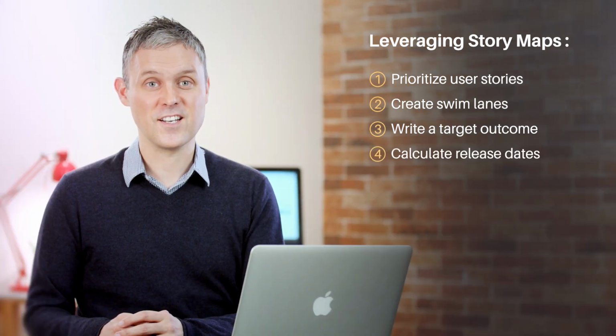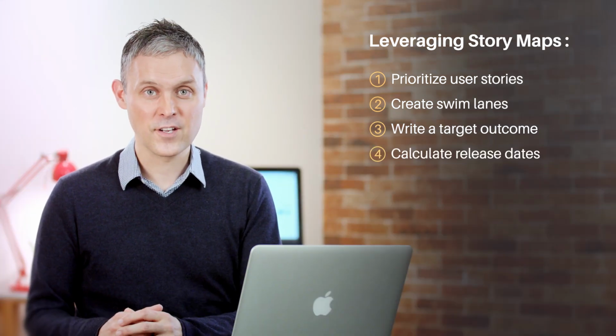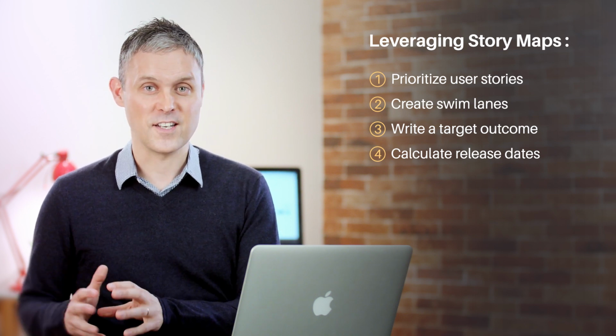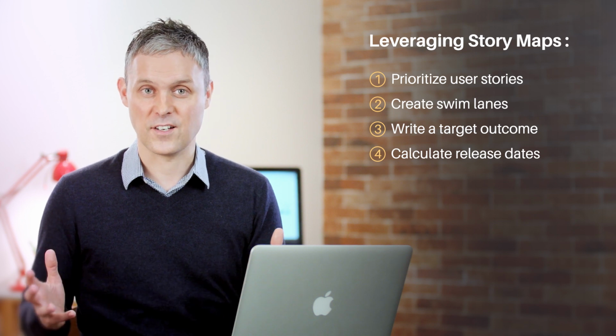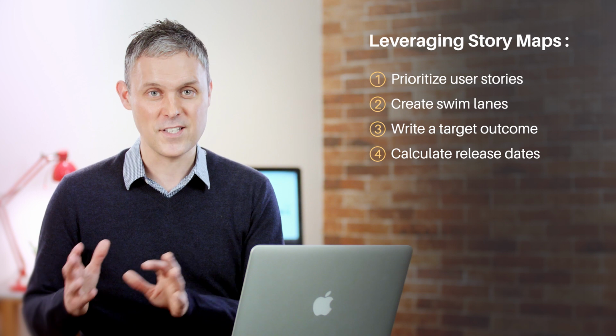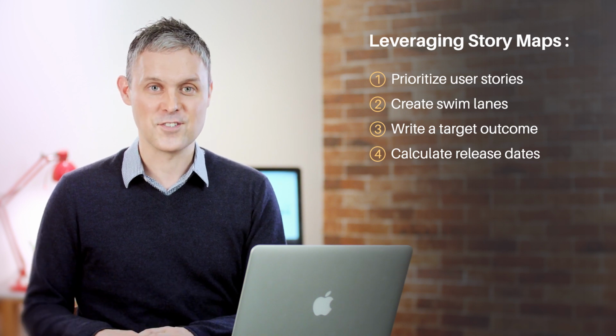The fourth step is to calculate how many sprints are required to complete the set of user stories in each release. We use velocity and estimated story points to make this calculation. This yields a plan of the sprints required for each release, from which we can deduce the delivery dates.